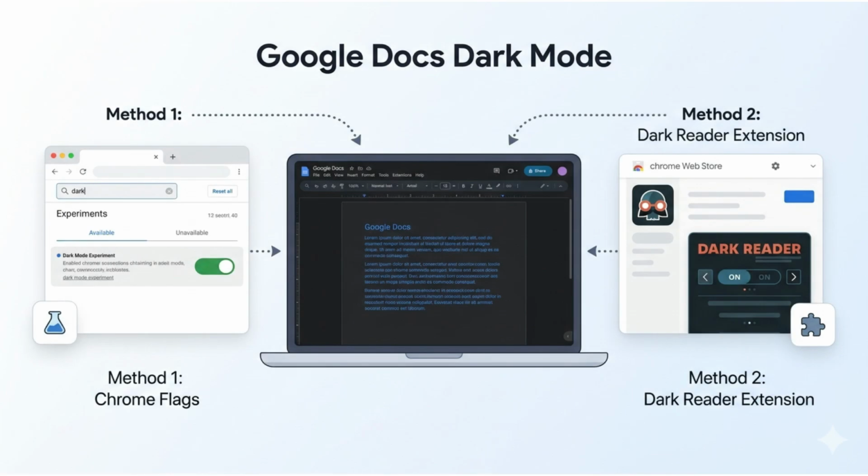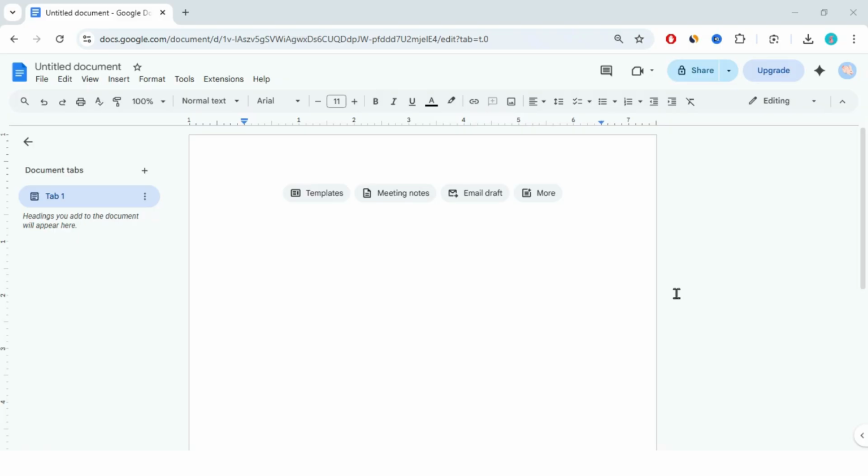In this video, we will learn how to add dark mode in Google Docs step by step. So let's get started. You can see currently we have opened a Google document, and by default, Google does not provide dark mode. We will use two different methods to enable the dark mode.